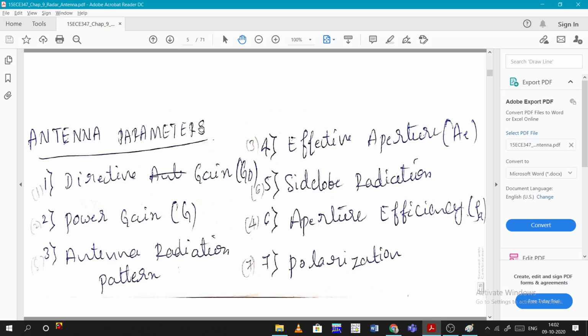These are the few antenna parameters that are needed. One is directive gain, denoted as GD; power gain G; antenna radiation pattern; effective aperture AE; side lobe radiation; aperture efficiency ρA; and polarization. Now let us discuss them one by one.